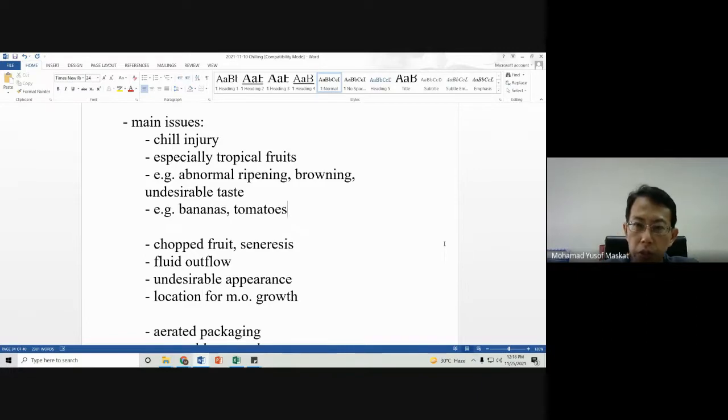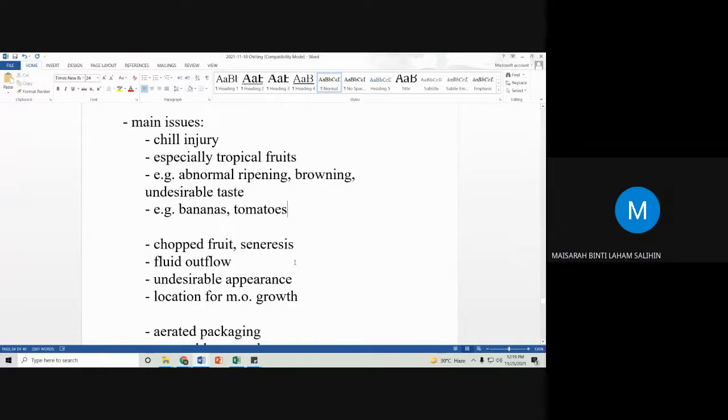Tomatoes, because it is from a temperate climate, so it can withstand lower temperature better compared to bananas. So we can store them at lower temperature for a longer period of time compared to bananas. Is it okay? Okay, thank you, Doctor.